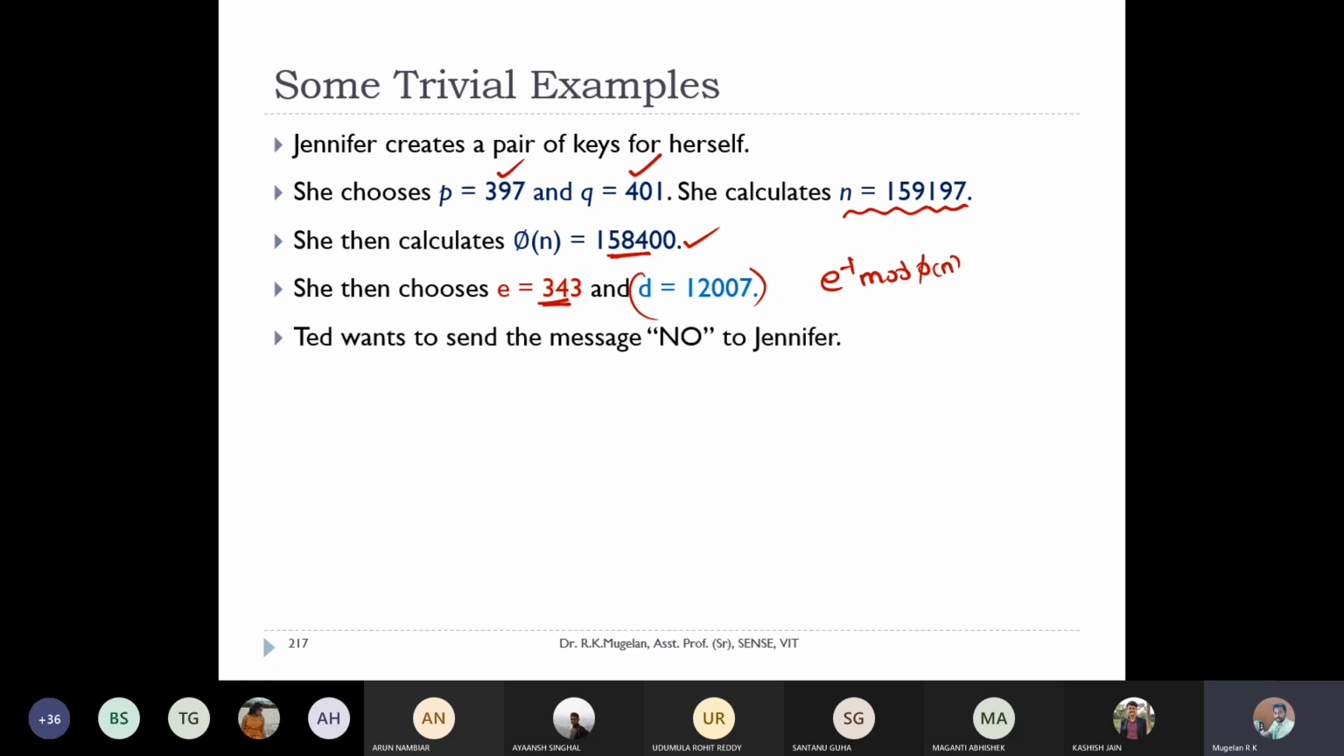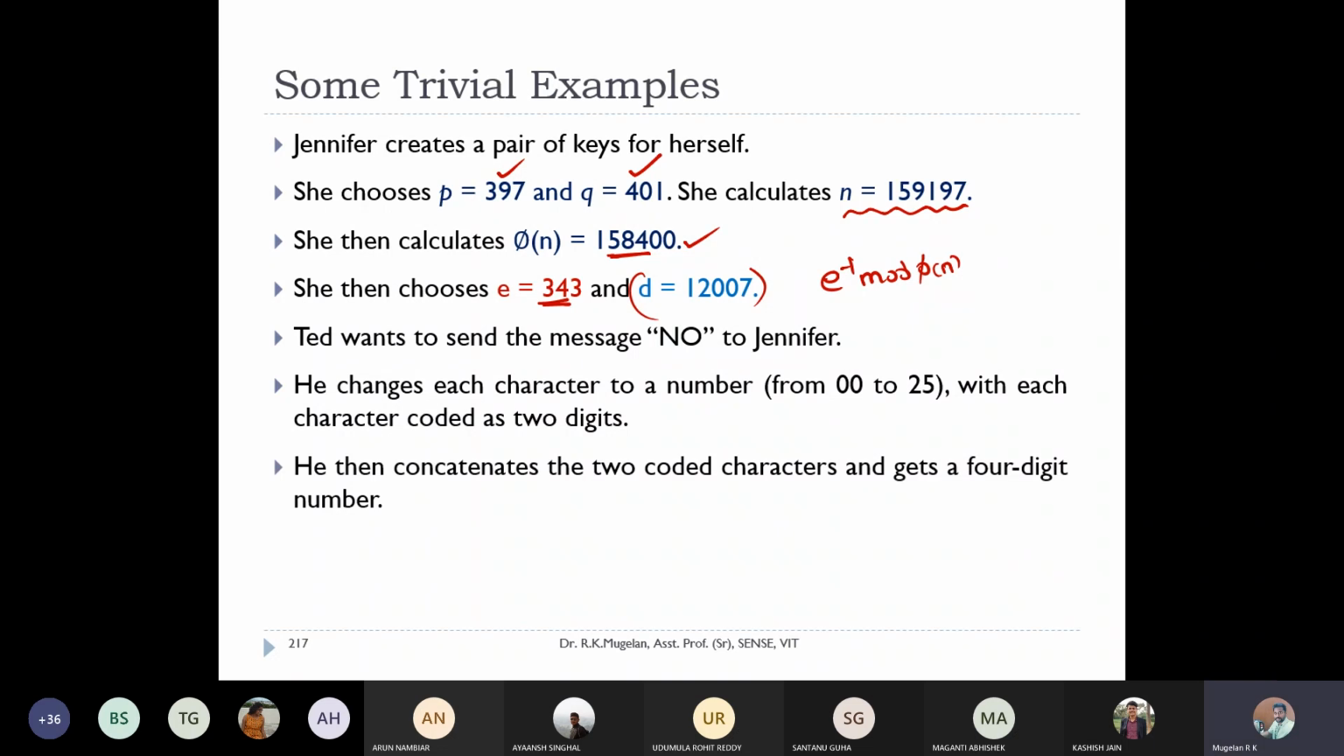Suppose a person Ted wants to send a message NO to Jennifer. What we will do is give the positional values of the alphabets from 00 to 25. Here N is there and O is there. N will be in the 13th position and O will be in the 14th position. So I will combine these two and use my plain text as 1314, a single 4-digit number.